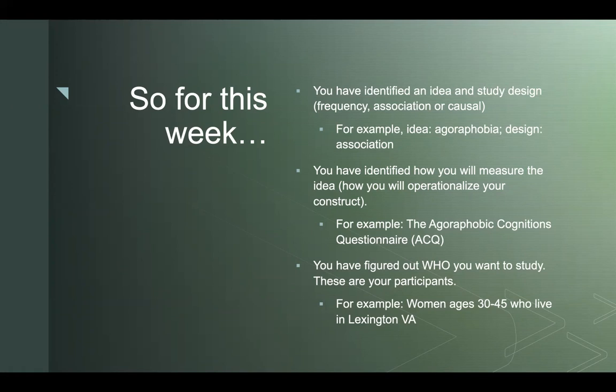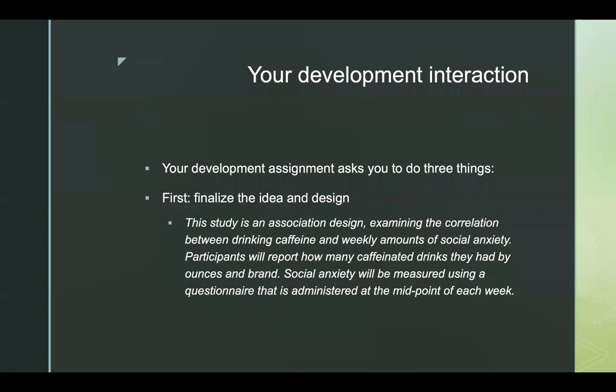And then you figure out who you want to study, who's going to be in your study, your participants. So you want to be specific about these. So for example, women aged 30 to 45 who live in Lexington, Virginia, those are the people who are in your study, or at least who are your sample.